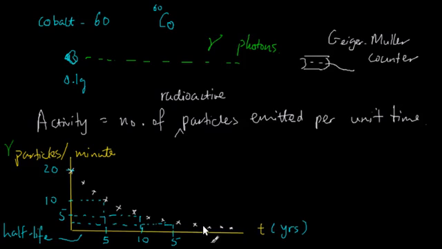It comes down in a curve with a very special property that after a certain period of time, when the activity comes down by half, we'll find that if we wait for the same period of time, the activity would come down by half again. So it always comes down by half after the same period of time. Now this period of time would be different for different radioactive sources.